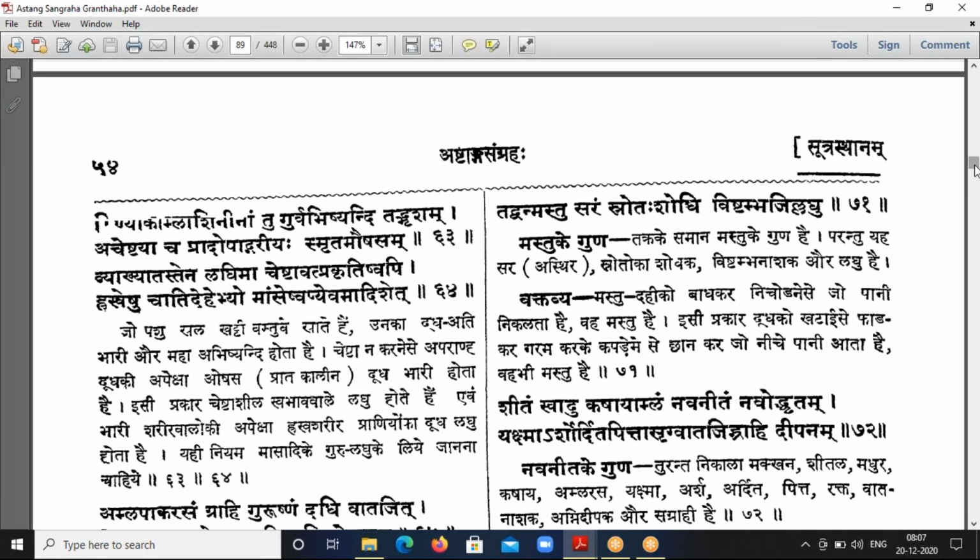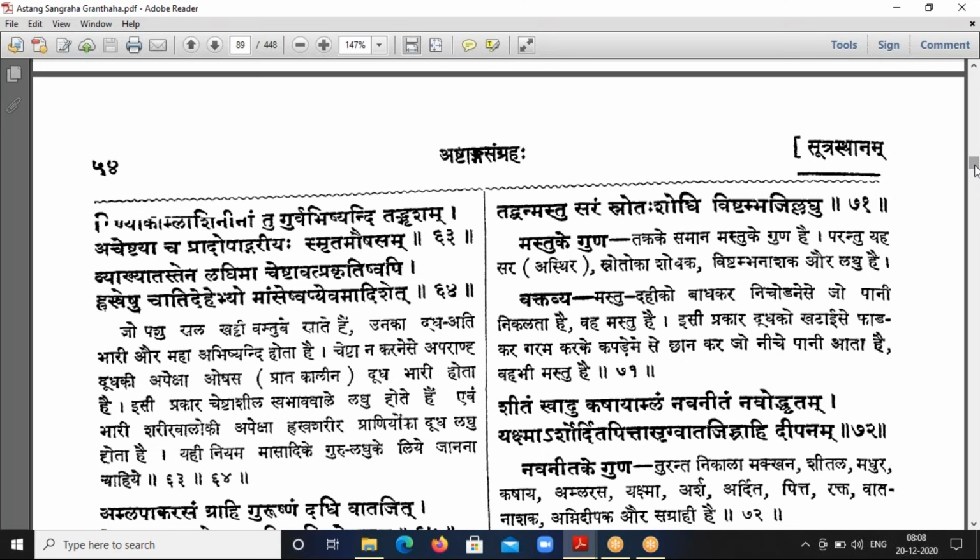Hrasveshu cha adidehebhyo mamseshvapyevam avished. As far as the mamsam is concerned, the mamsam of small or shorter animals will be lighter, laghu, than the meat which is obtained from hefty, heavier, larger animals. So that is a brief idea about the kshiram.